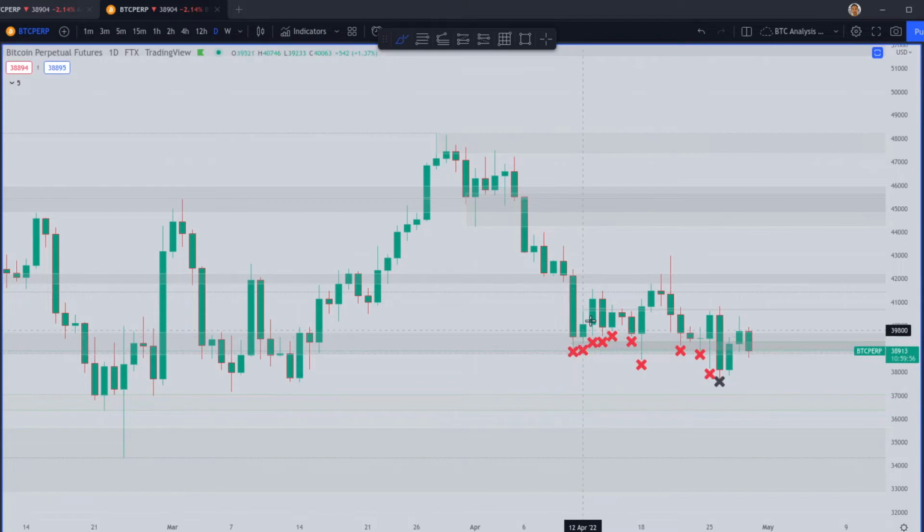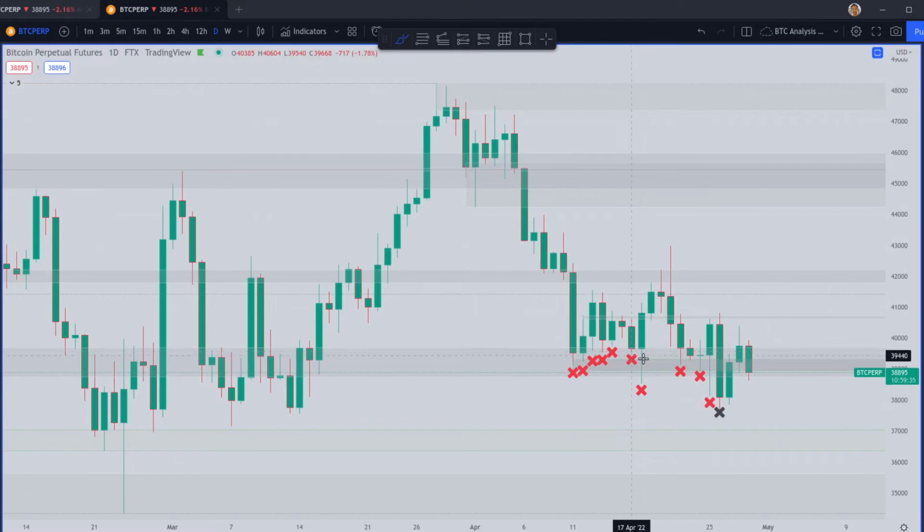Here 1 2 3 4 5 6 7 8 9 10 11 12. Wow, it's so long. Price pushed back up the whole time, every single day, every single time it touched this war zone. This is my support and resistance here, and at this level I call it my war zone, right?